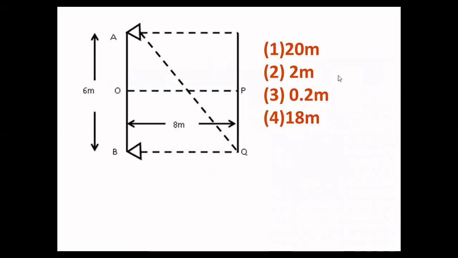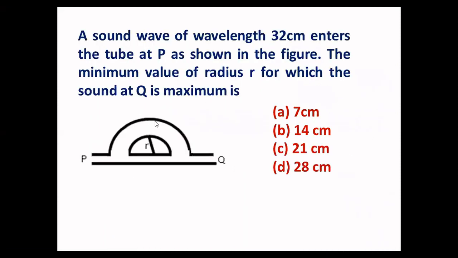So the answer is AQ minus BQ must be equal to n lambda for the bright fringe. Of course, this corresponds to n equal to 0, and this corresponds to n equal to 1, that is 1 lambda. And this is 10 due to Pythagoras theorem, and this is 8, must be equal to 1 lambda. Lambda is equal to 2 meters. Second option. Now you see this problem.